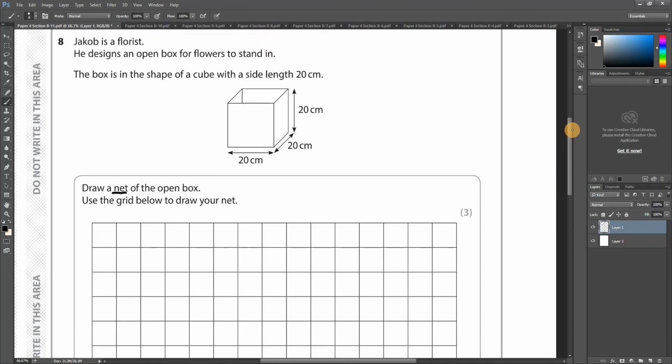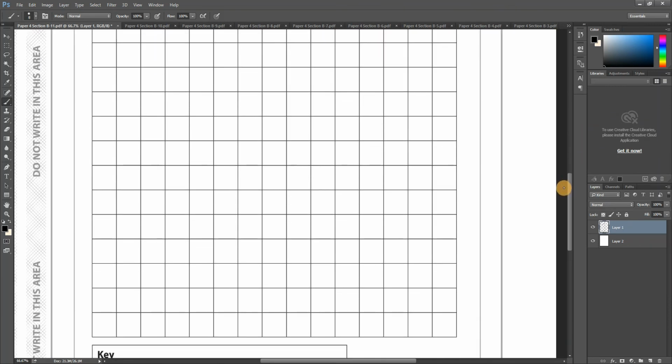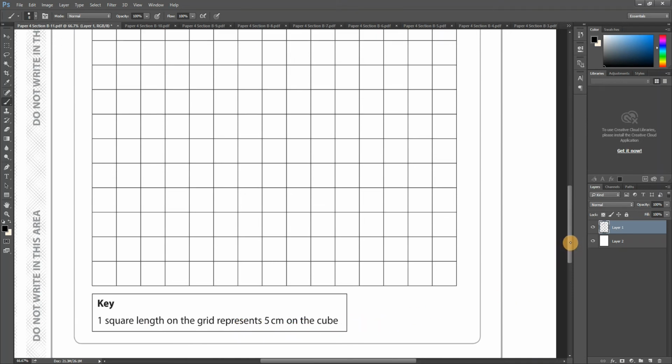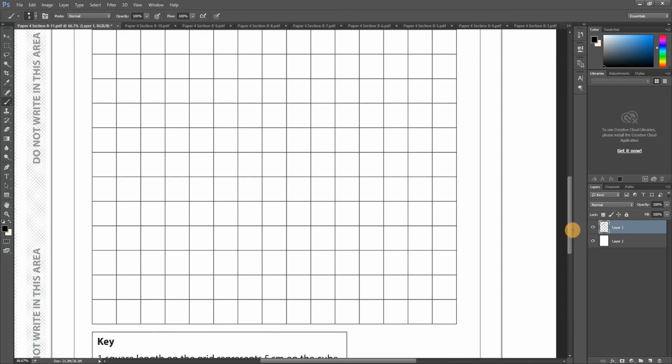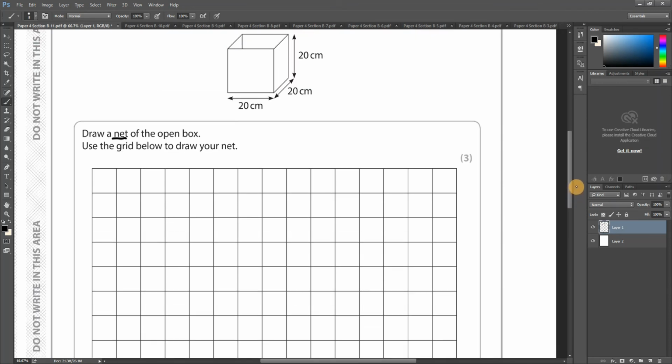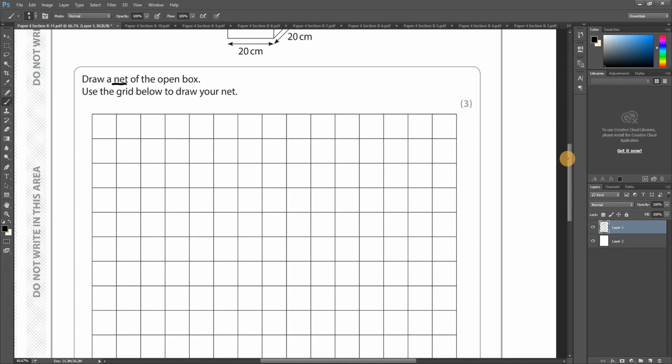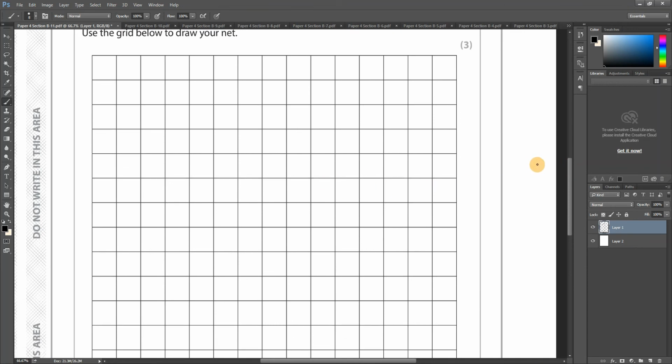So what's our scale? Let's have a look at our grid. Oh, there you go. At the bottom it says key: 1 square length on the grid represents 5 centimeters on the cube. Right, so 1 square represents 5. So each one of these is going to be 4 squares. Divided by 5, you're going to get 4 squares. So 4 squares by 4 squares. I'm going to draw it on mine.